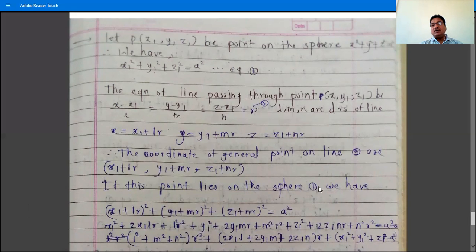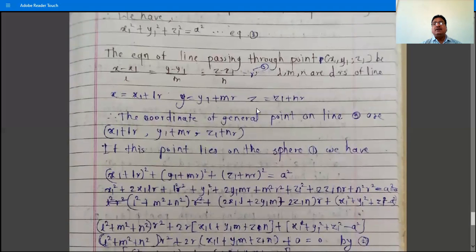If this point lies on the line and lies on sphere 1, then this point satisfies the equation of the sphere. That is, substitute x, y, z as x1 plus lr, y1 plus mr, z1 plus nr.